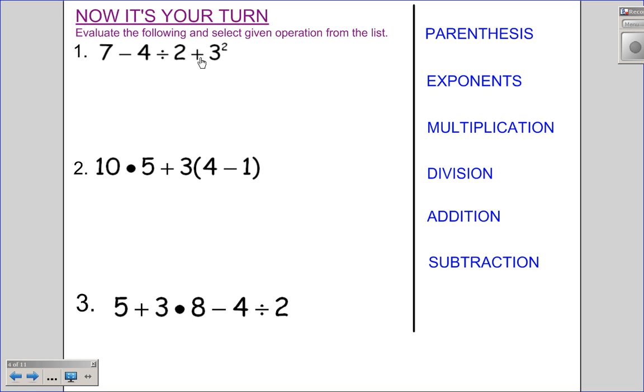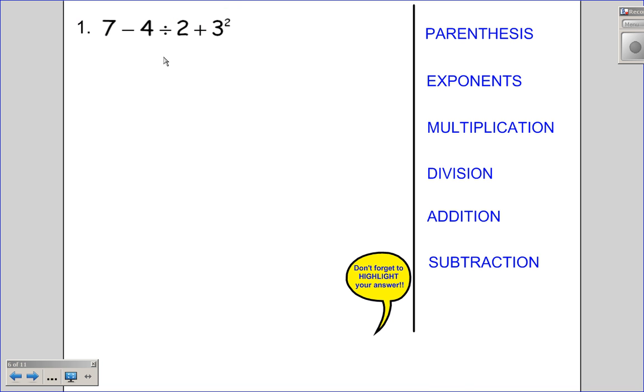Alright, so let's take a look at the first one here. So I'm going to jump to where I have some more room to work. So if I'm looking at problem number 1, I'm going to go through and solve this. So I'm just going to work through the problem here. Thinking about my order of operations. Parentheses, no. Exponents, yes. So everything stays the same except the exponent. And 3 squared is 9. Multiplication and division, yes, I have some division here. So 7 minus 4 divided by 2 is 2.